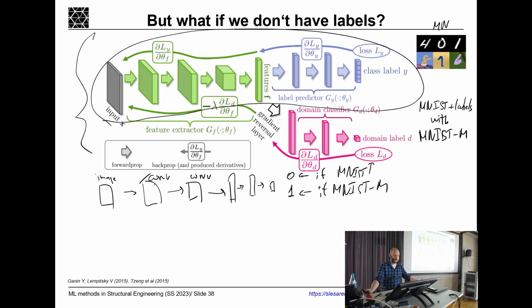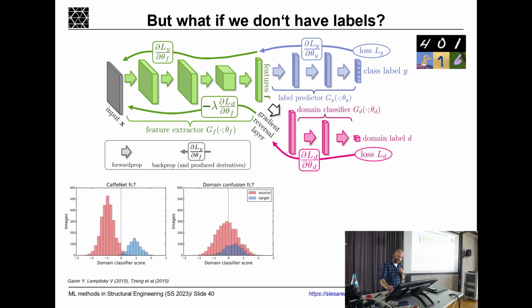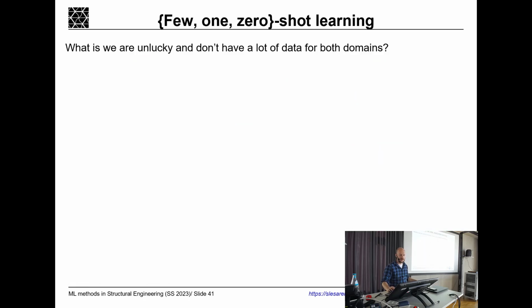Any questions about this? In this case, the last part is a little bit faster than usual, but I think we are good. This is what we did. That's what we learned. It's a very neat way to do domain adaptation even without labels.